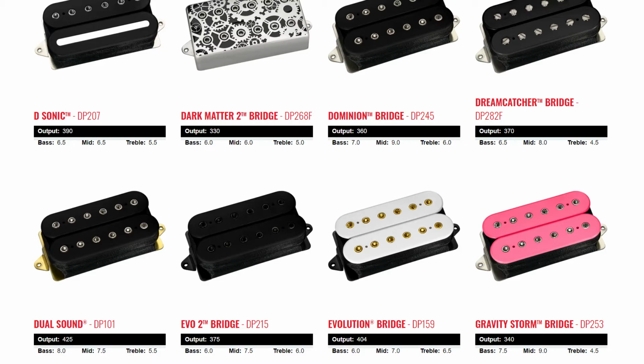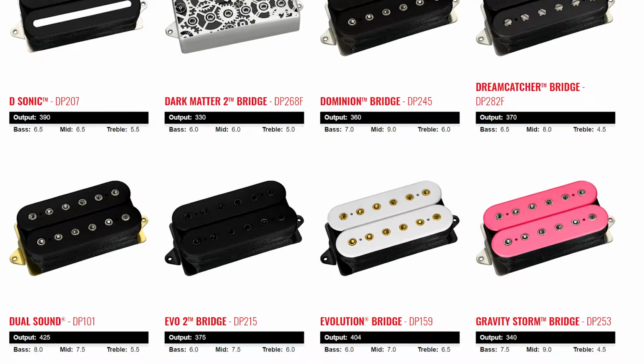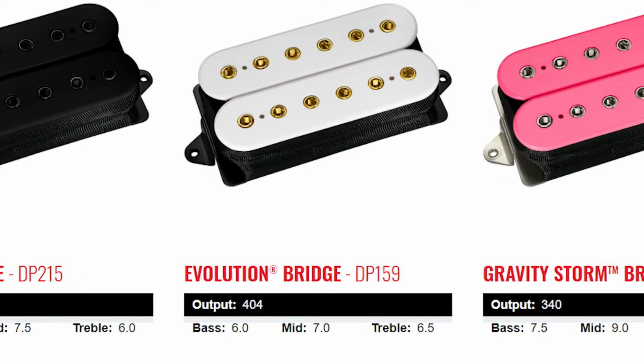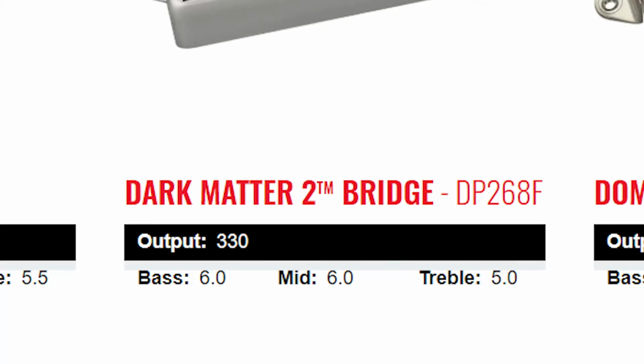The nice thing about DiMarzio's website, and I love DiMarzio pickups, absolutely love them, is they give you an output rating. And that kind of puts everything in perspective when you're looking at all the other pickups. If you have an idea of what one particular one sounds like and you can see the output rating, it gives you a very good jumping off place for all the other pickups. The other nice thing I do like about DiMarzio is they give you your EQ curve written out in numbers. So if the treble's sitting at 5, it's right in the middle. Anything above that's going to be a little brighter. Anything below that's going to be a little less bright.